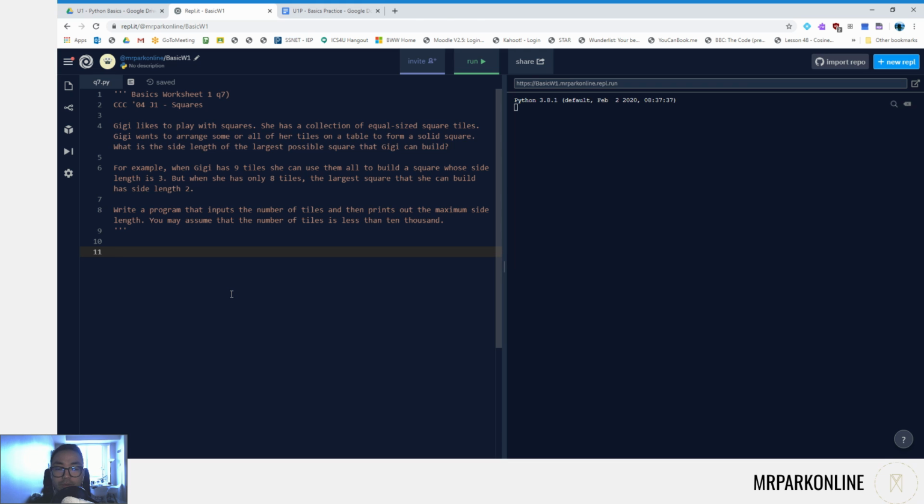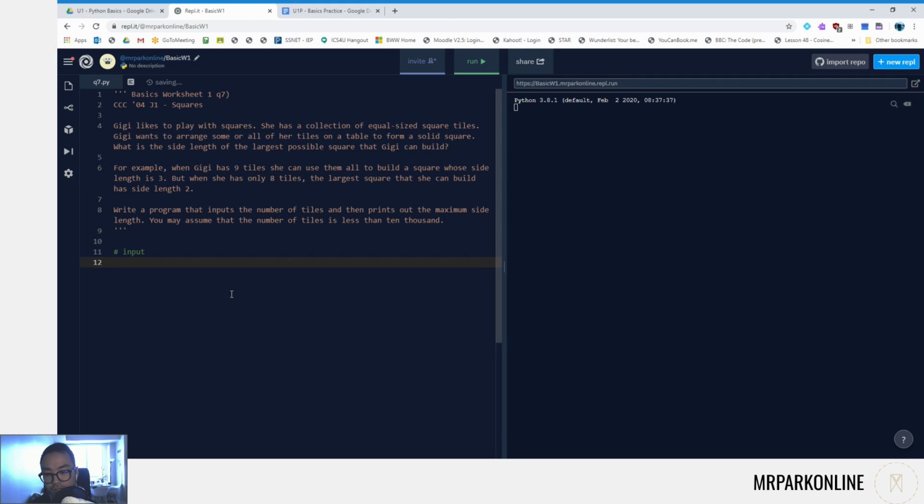If you remember from grade 9 math, if we have equal sized squares and a number of tiles, we can just square root our number of tiles and we'll get the maximum side length of our square. So we're going to be implementing that.